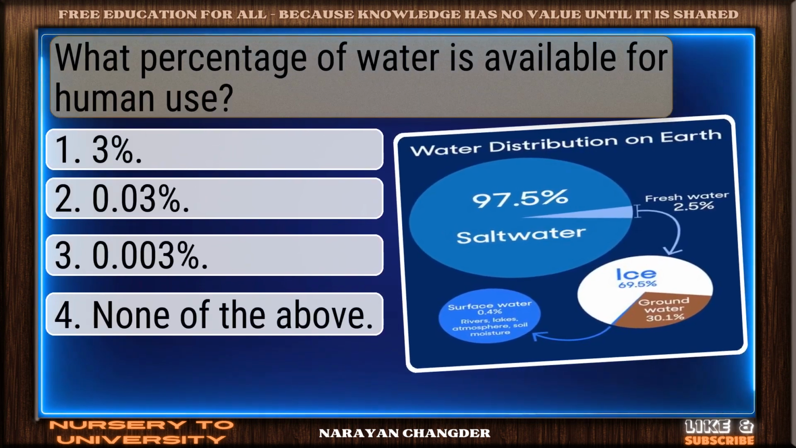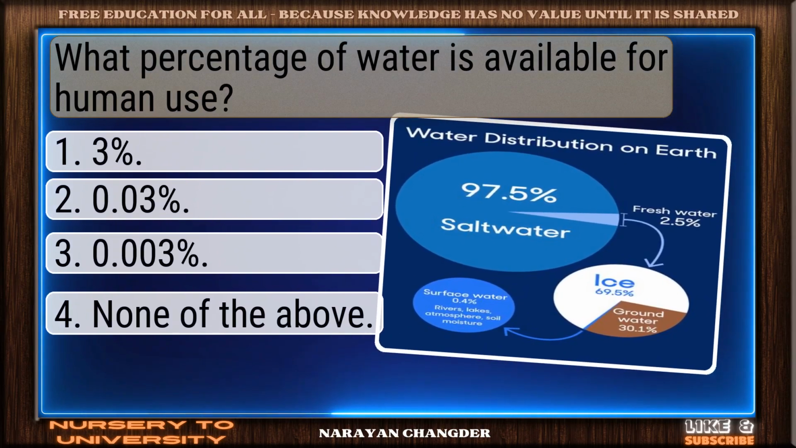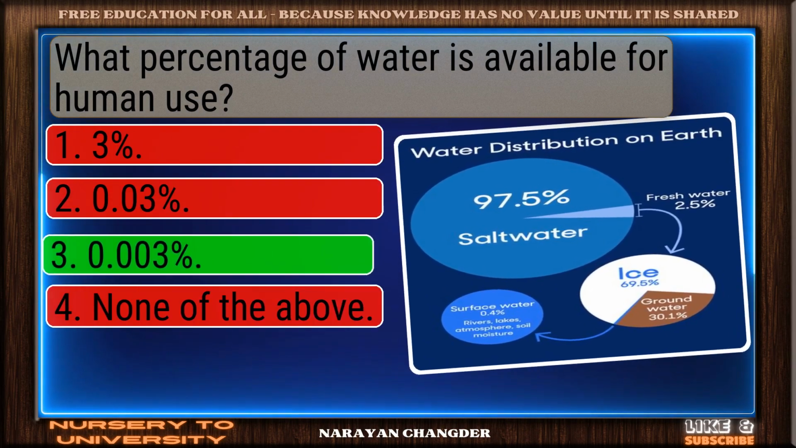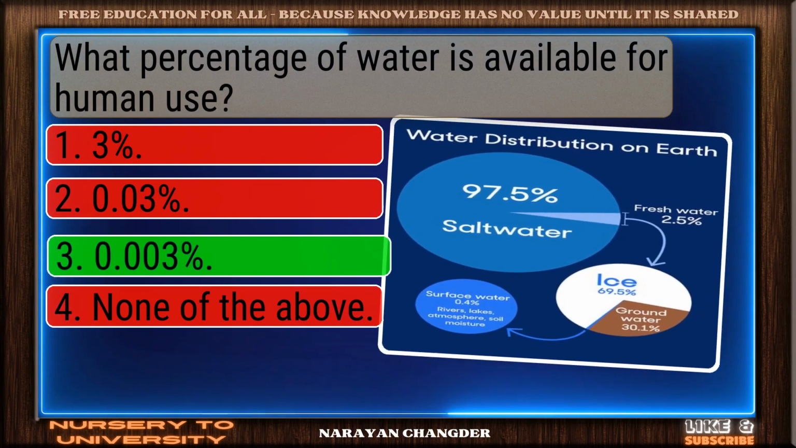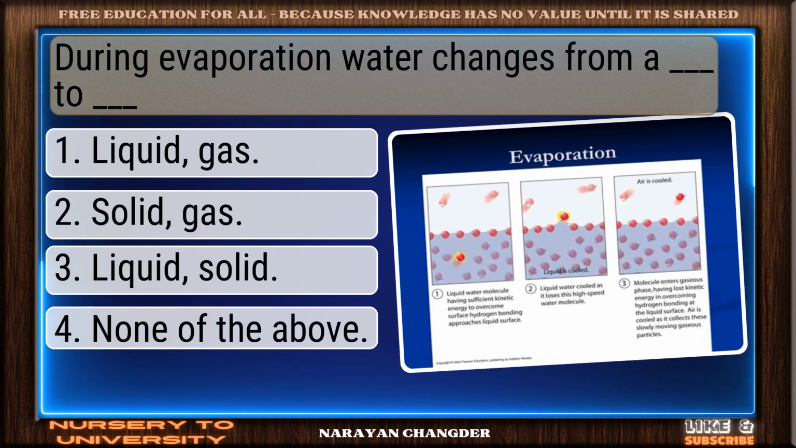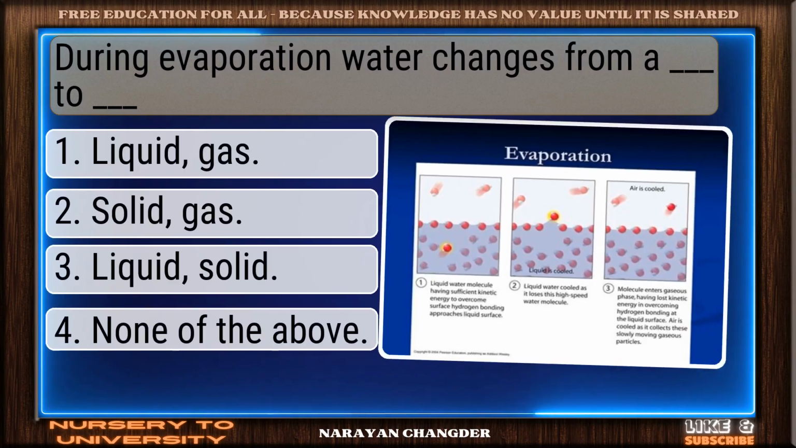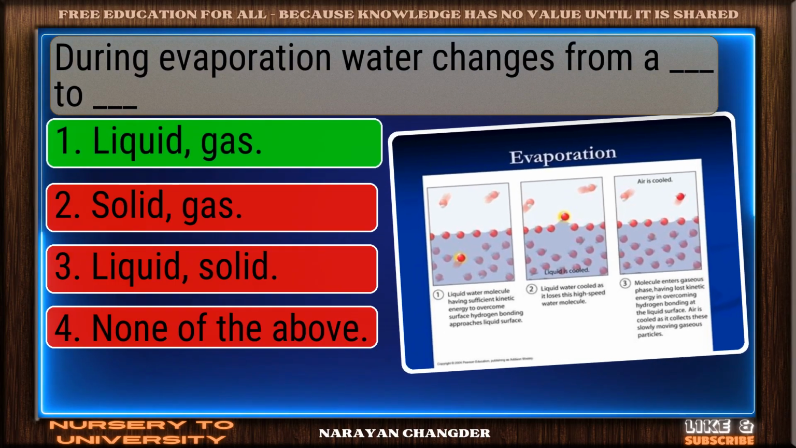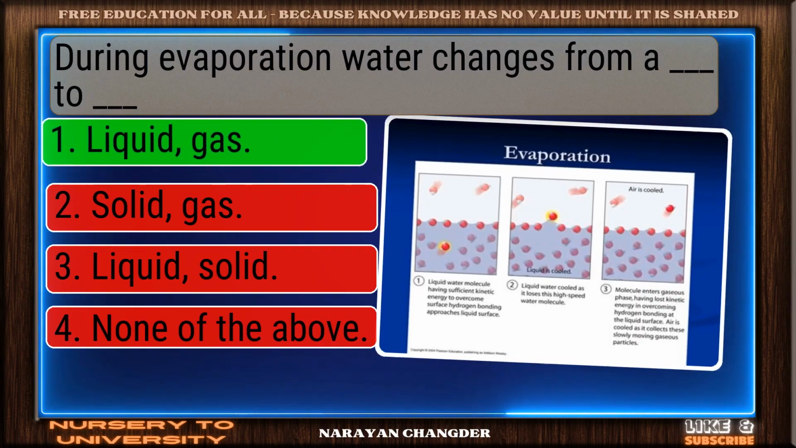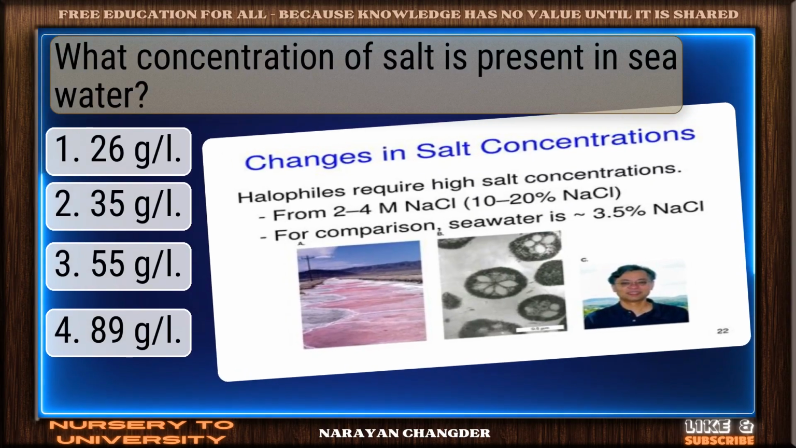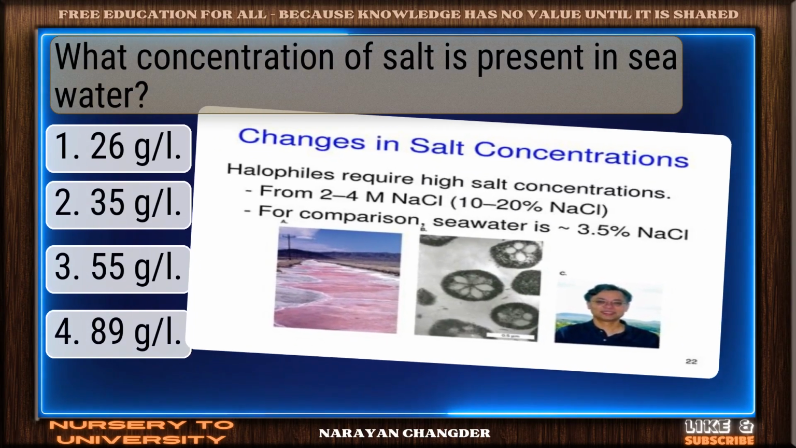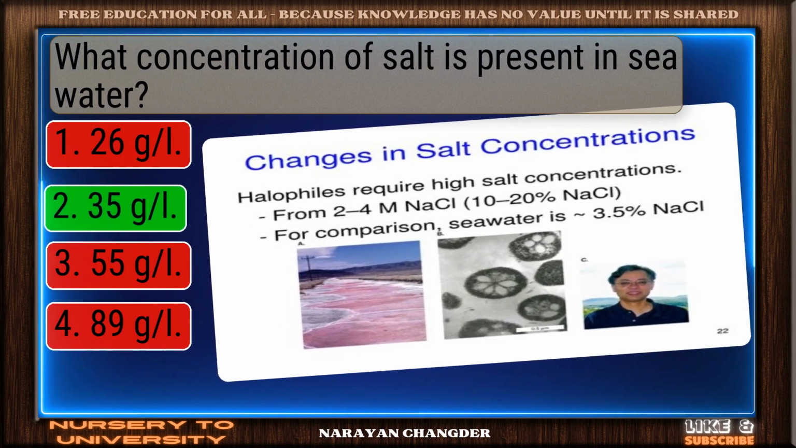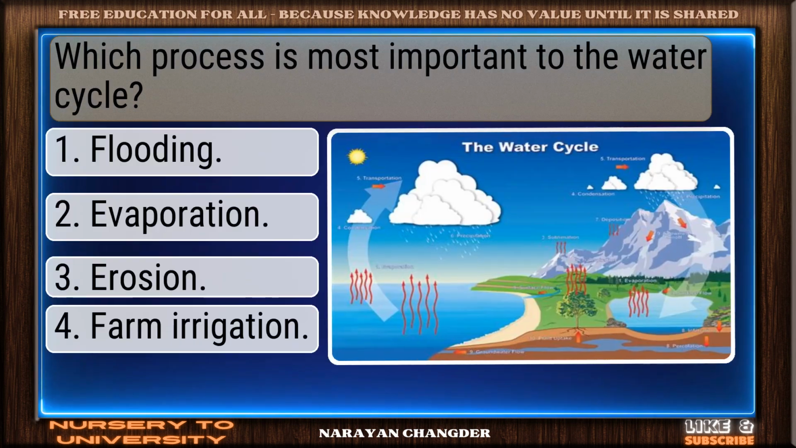What percentage of water is available for human use? Well reasoned, 0.003% is the correct choice. During evaporation, water changes from a dash to dash. Sharp thinking. Liquid, gas is the right choice. What concentration of salt is present in seawater? Right again, 35 g/L is a valid answer.